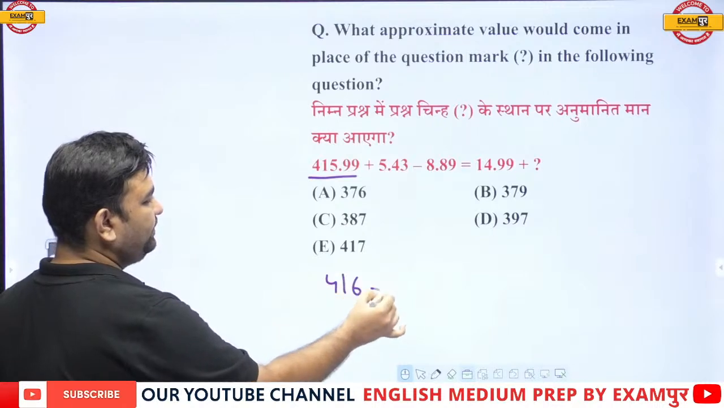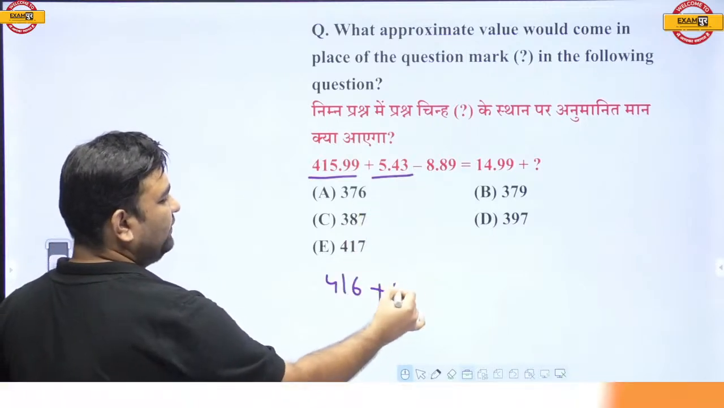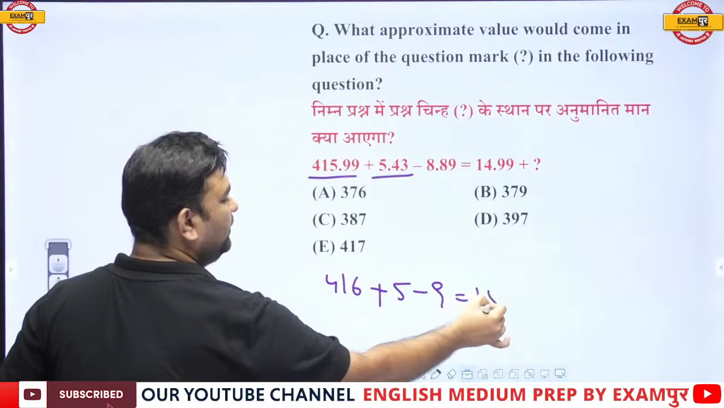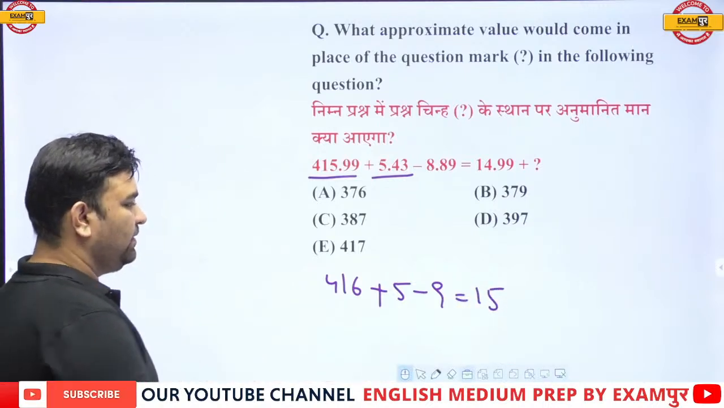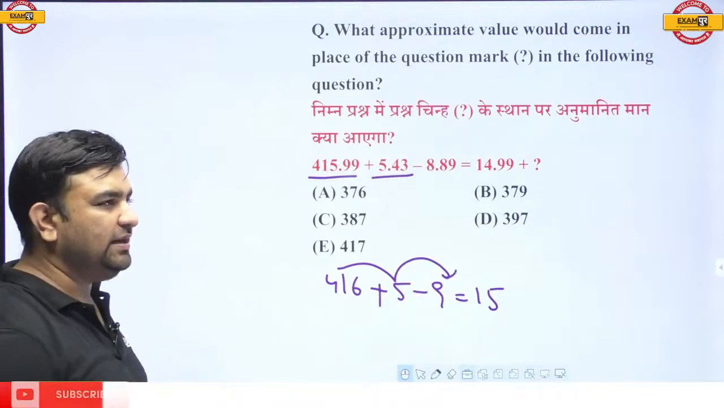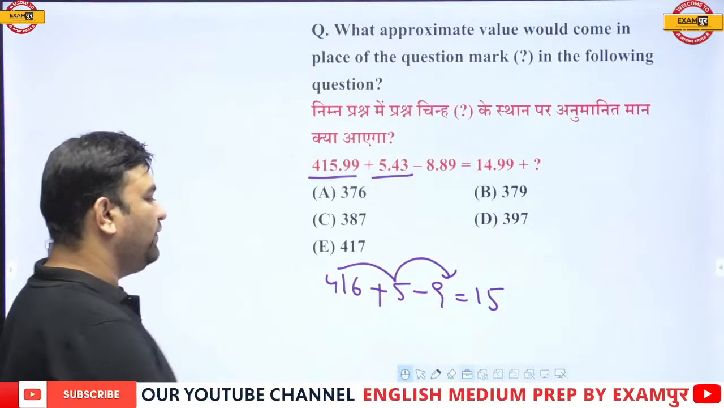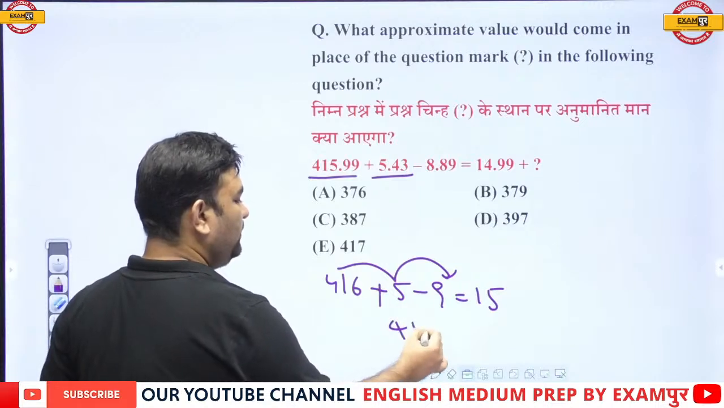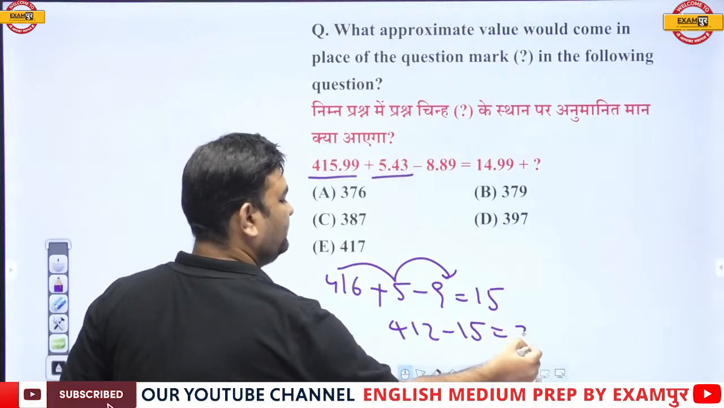416 plus 5 minus 9 is equal to 15. 421 minus 10. 421 minus 10 is 411. 411, 412. 397.